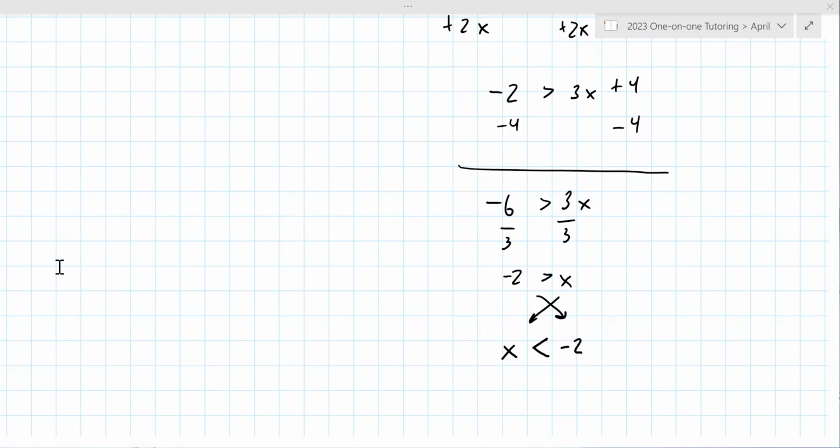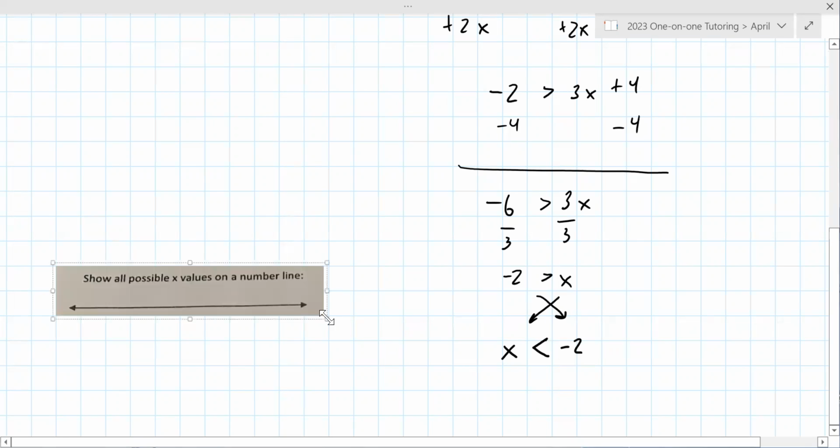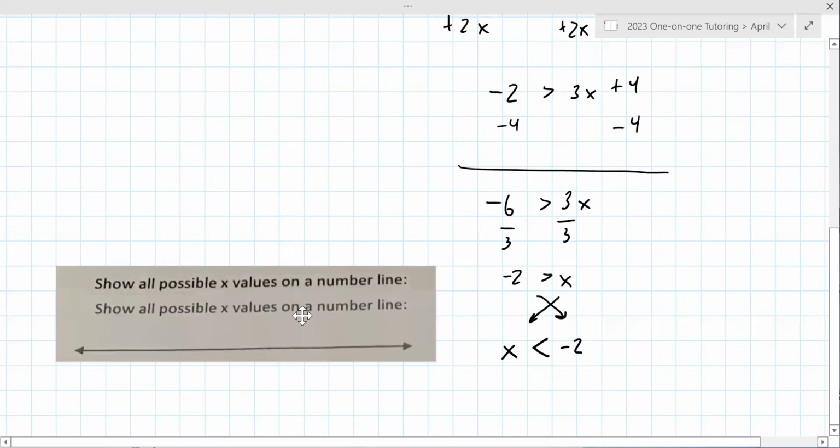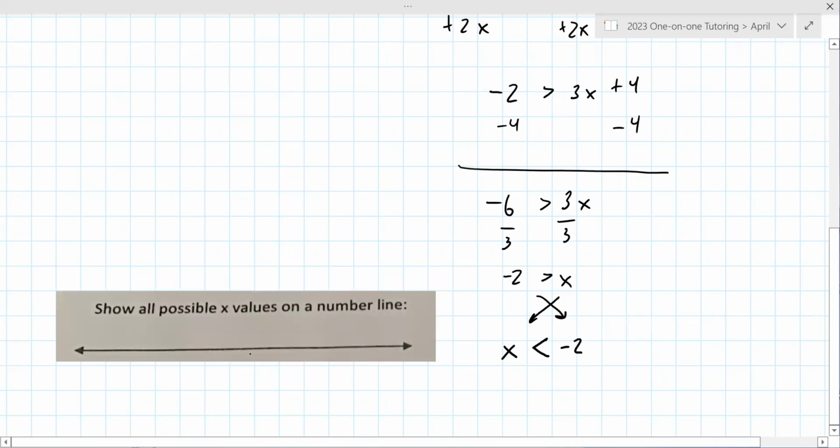Okay. So we're going to go right to our number line here. So show all possible values in a number line. Here's your number line. There's negative 2. There's negative infinity. There's positive infinity. Do you remember if it's a filled in or open circle at -2? It would be open, right? Open circle. And are you shading left or right? And it's based on the direction of this arrow. Left. Yes, left.